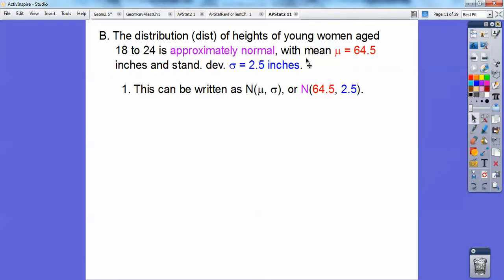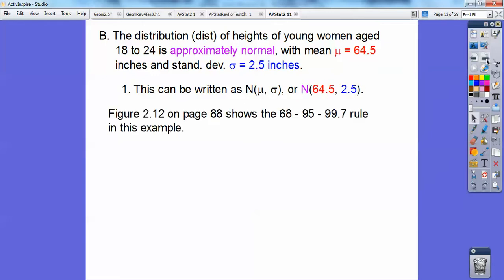So if you see approximately normal, then write it like this. This is a shorthand. This means it's normal. That's the mean. That's the standard deviation. Okay, normal, mean, standard deviation. All right, so figure 2.12 on page 88 shows the 68, 95, 99.7 rule in this example.